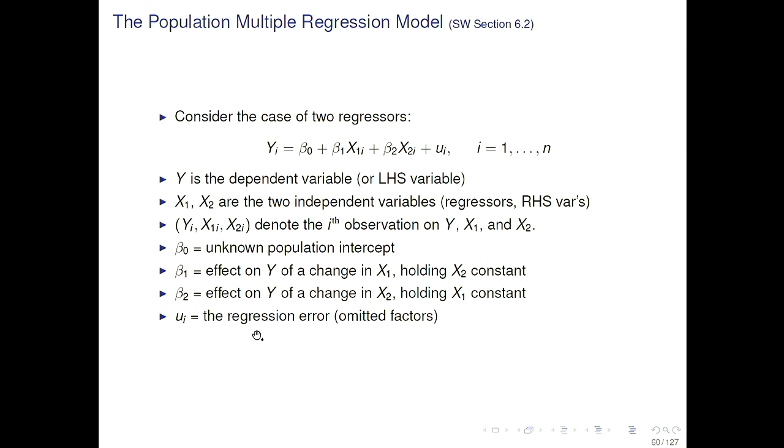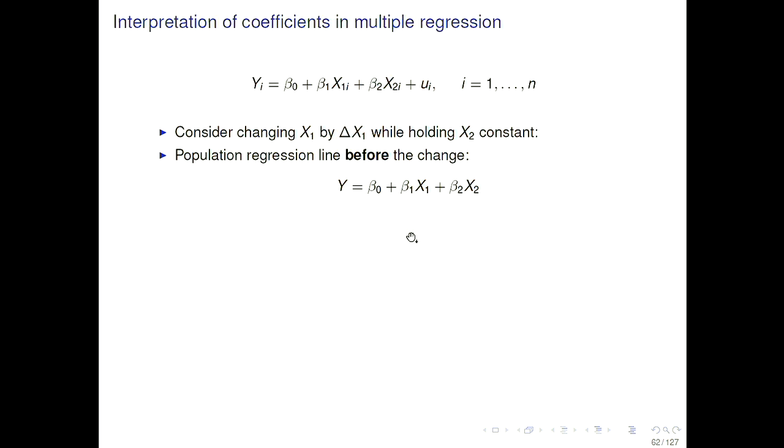And u_i is again the regression error. So even after including this additional variable, there can be, possibly, almost always, there must be more variables that can be regarded as determinants of this left-hand side variable. But as long as they are not correlated with x1 and x2, then that is fine.